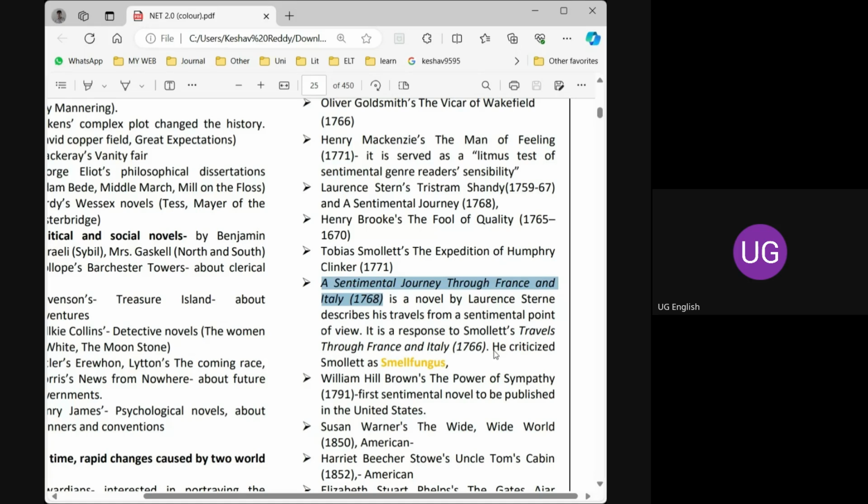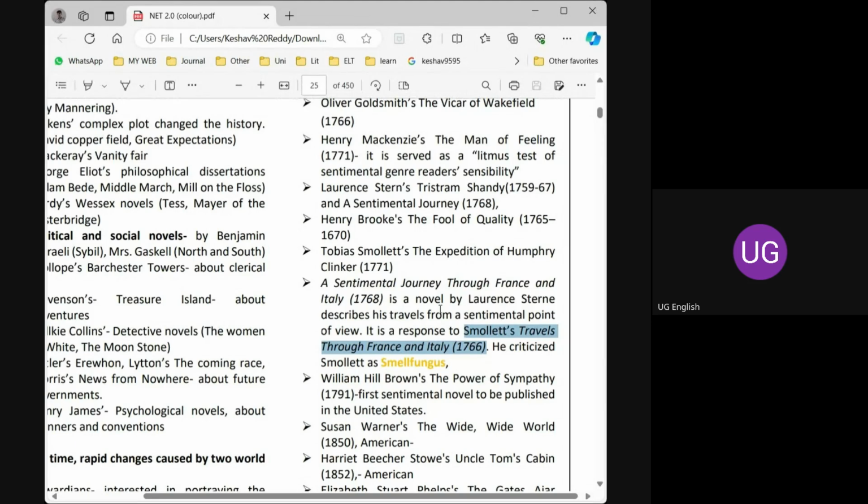So here he criticized Smollett as smell fungus. Who did he criticize here? Stern has criticized, because the first novel is written by Smollett, but this novel is not liked by Lawrence Stern. So Stern wrote a response to this novel criticizing Smollett as smell fungus.